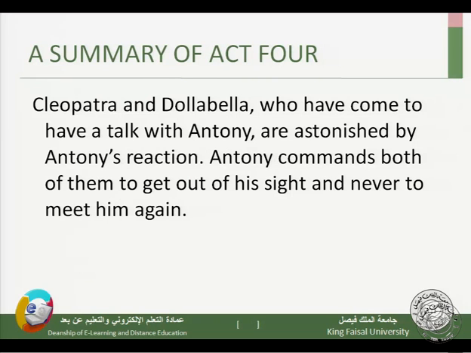But of course, Antony has something else. Now he, as we said, becomes very furious when he knows that there is something between the two, and of course this is not true. Cleopatra and Dolabella are astonished by Antony's reaction. Antony commands both of them to get out of his sight and never to meet him again. So he decides to dismiss them out of his presence, either Dolabella or Cleopatra, not to come to meet him again, because he believes that both of them are unfaithful to him and they betrayed him.